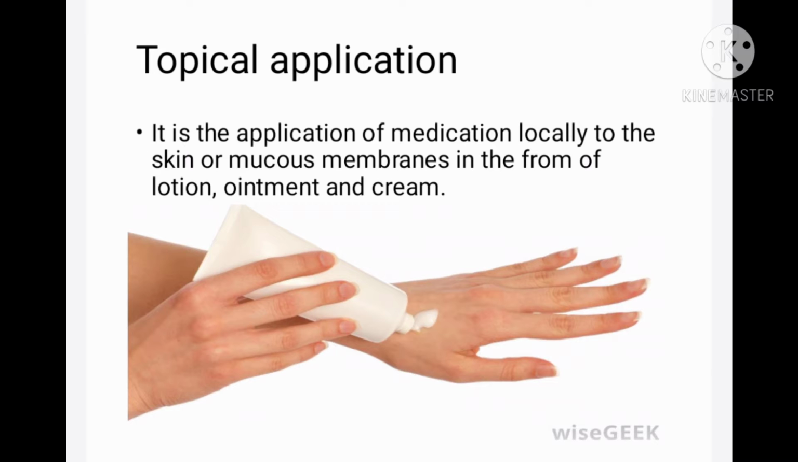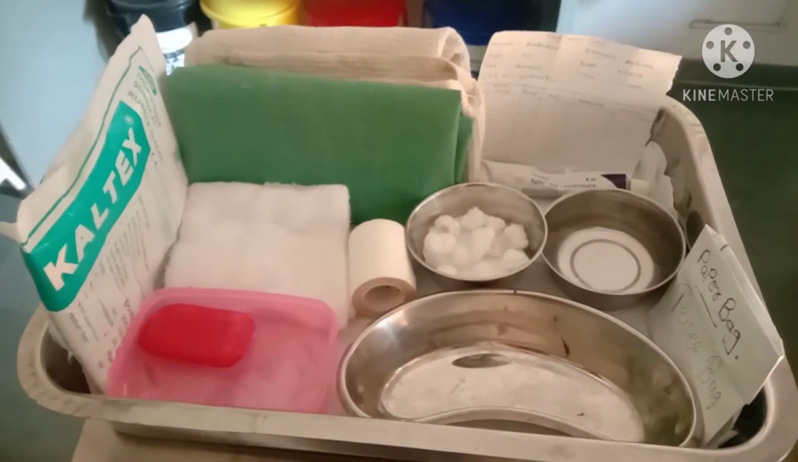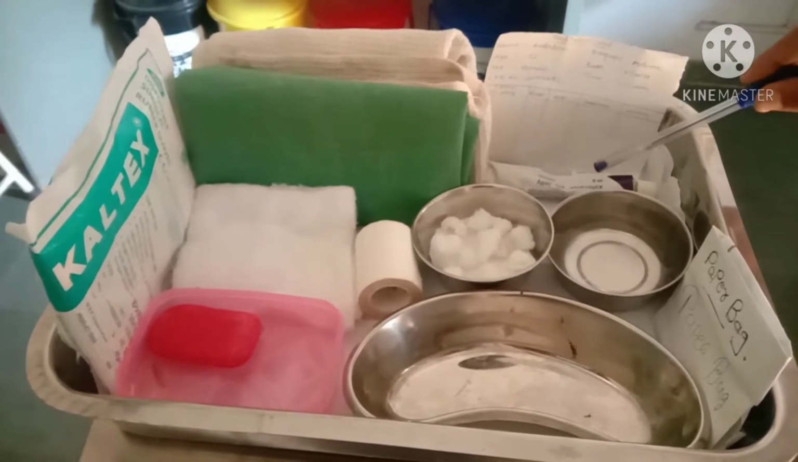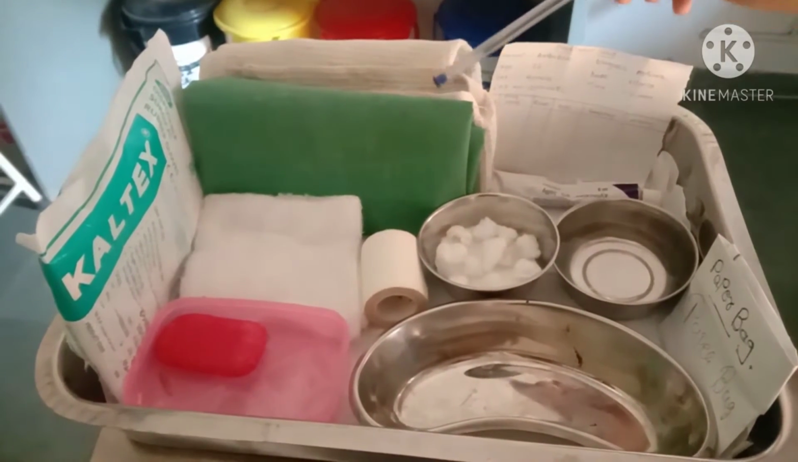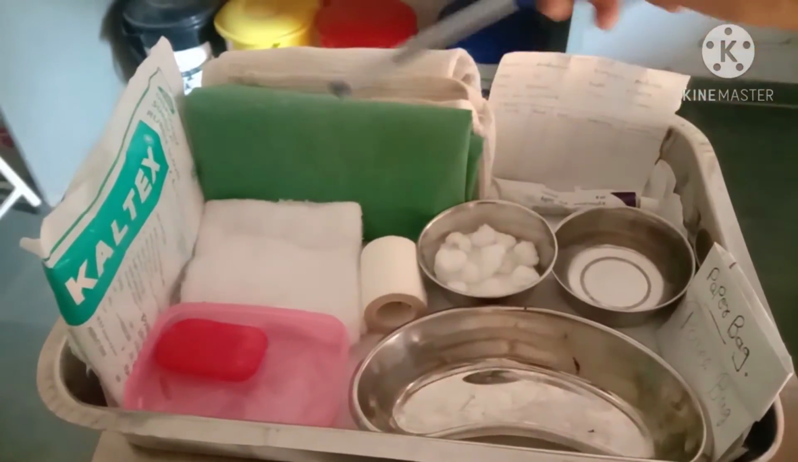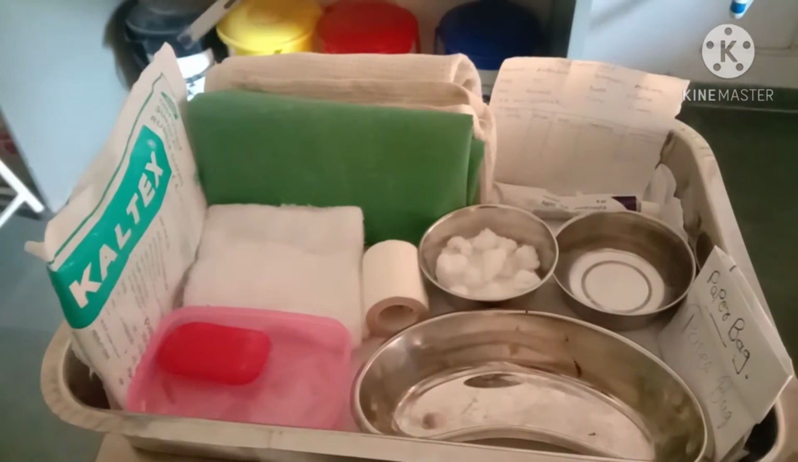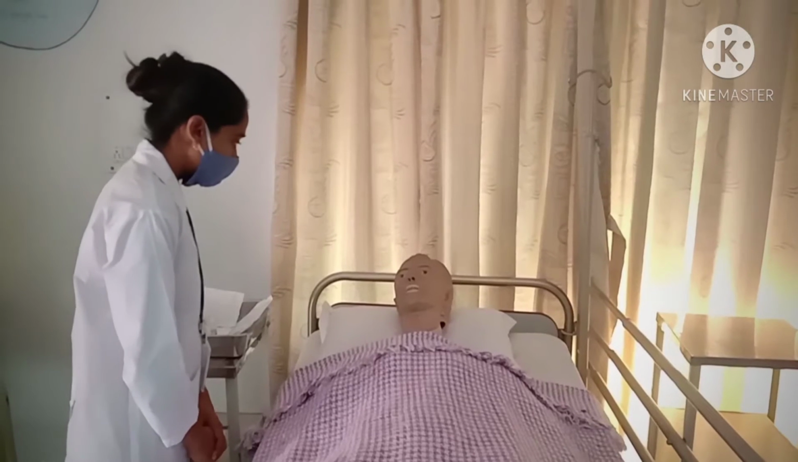So, definition of topical application: it is the application of medication locally to the skin or mucous membrane in the form of lotion, ointment and cream. A tray containing items for the topical route of drug administration: first, bowl of sterile water, bowl of cotton balls, prescribed ointment, medication card, small towel to clean the area, Macintosh to prevent soiling of linen, pad or adhesive tape if required, soap with soap dish to clean the area, then sterile gloves, kidney tray or paper bag. After the tray is ready, start the steps of the procedure.